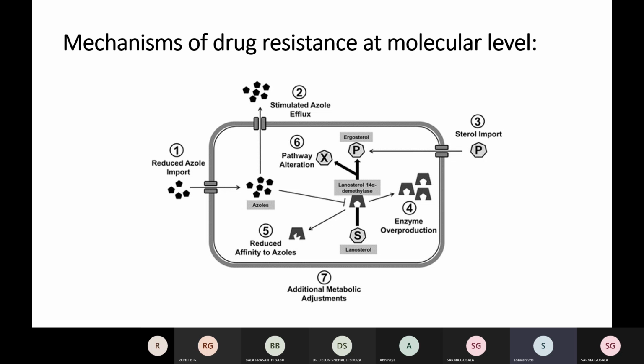And enzyme overproduction. By a saturation mechanism, if there is a scarcity of the azole molecules and there is enzyme overproduction to proceed into the pathway, that will also cause less effectiveness of the drug. Then reduced affinity of azole to P450 enzymes, and some alternate pathways and other metabolic adjustments also contribute to drug resistance. Though fluconazole has emerged as a drug showing significant fungal resistance to neofungi, voriconazole still enjoys a broad antifungal spectrum and rarely has shown resistance to basic species of fungus which we clinically come across.